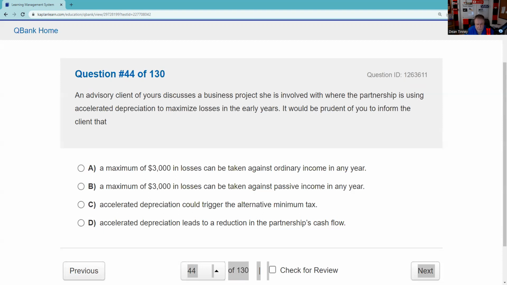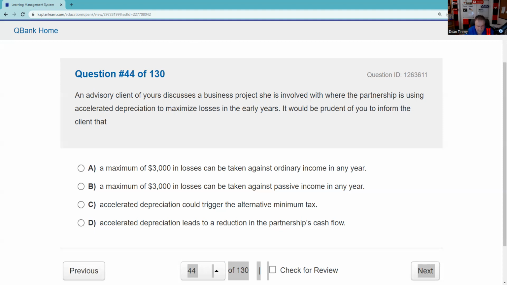It would be prudent of you to inform the client. Now, the $3,000, I kind of like that. $3,000 is about portfolio, and this is a partnership. So $3,000 is a number that you can take from your portfolio losses against your ordinary income. So that's out. We're not talking about portfolio. We're talking about passive. We're talking about partnership. So A and B are out, because whatever happens in your partnership, part of your tax return stays there. Those losses and profits get passed through.